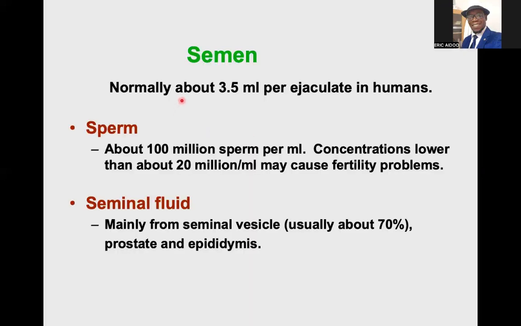So semen is usually 3.5 ml per ejaculate, and within that, you expect to have about 100 million sperm per ml. So you can calculate if 1 ml gives you 100 million, then 3.5 ml will give you how many? So the concentration is such that if it is lower than 20 million per ml, then it's likely to cause infertility in males. Seminal fluid is usually contributed by the seminal vesicle and then the prostate.